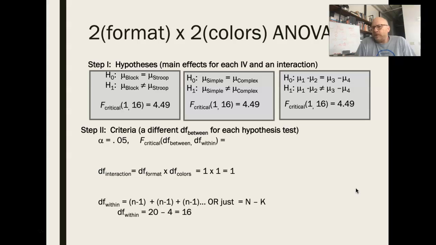I think this part is pretty straightforward, but it's easy to forget this thing right here where K minus 1, K refers to the number of levels of that independent variable, where N minus K here is K for the whole study. So not complicated, but easy to forget that part.